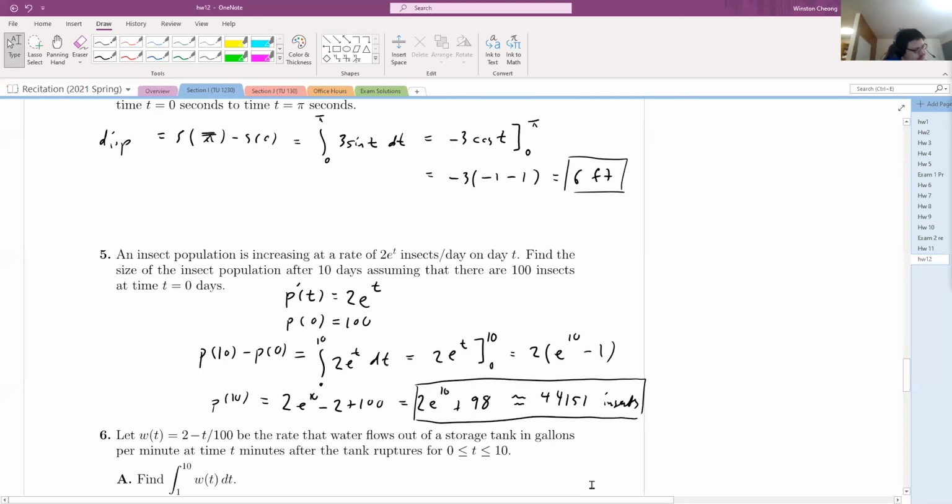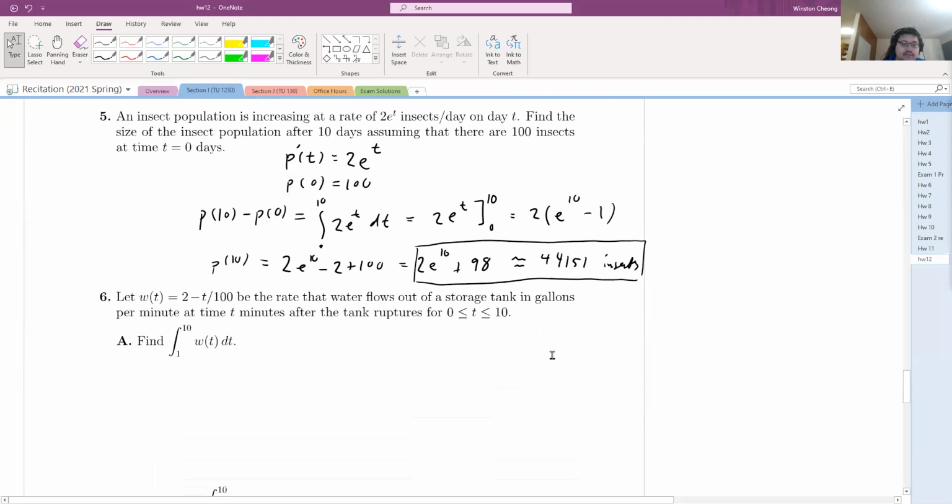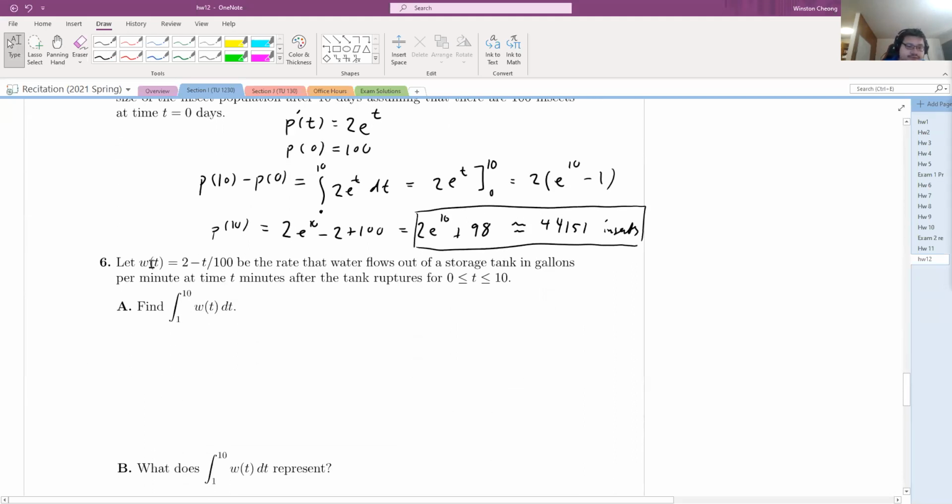All right. Number 6. Okay, so W is the rate of water flow. And so it makes sense that we're integrating this rate. Then we talk about what it represents. So first we just calculate what this integral actually is. Right, so integral from 1 to 10, 2 minus t over 100 dt.